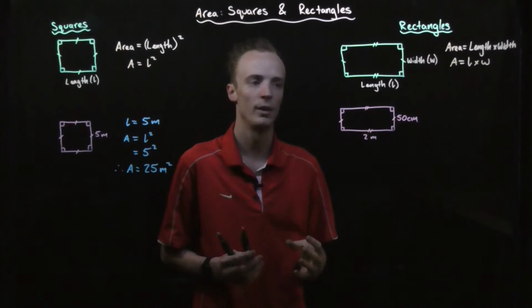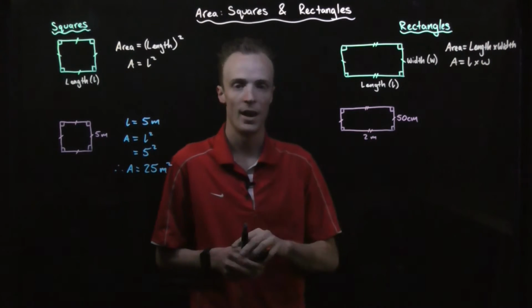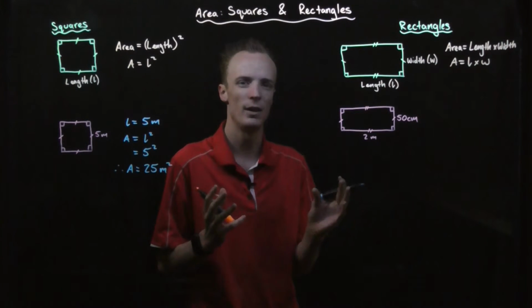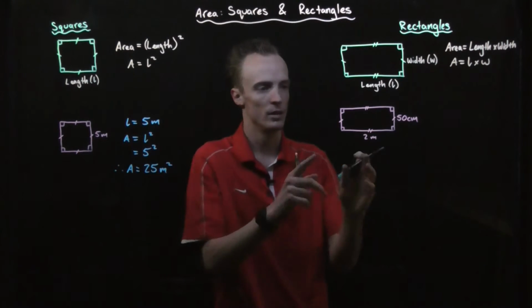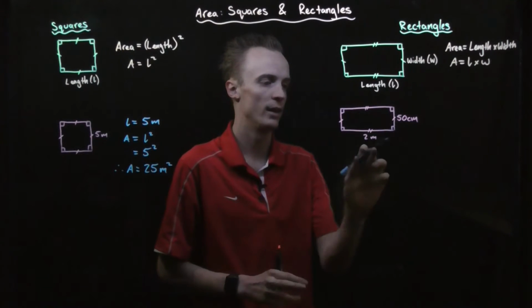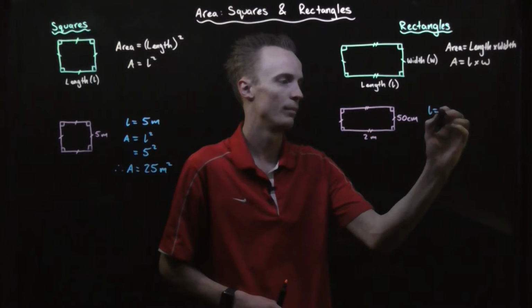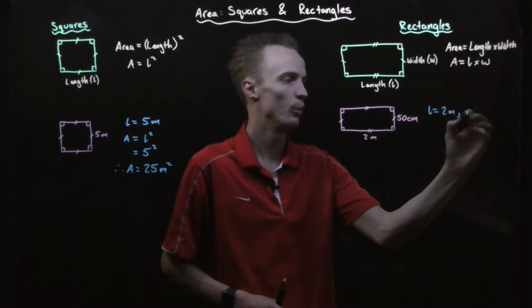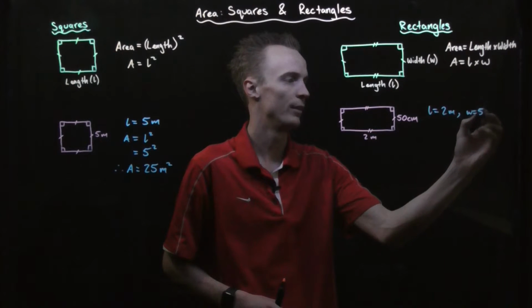Now if we've got a problem that wants us to find the area of a rectangle, our first step is to identify the information that we've been given. So in this rectangle here, we've been given the length of 2 meters, and we've been given the width of 50 centimeters.